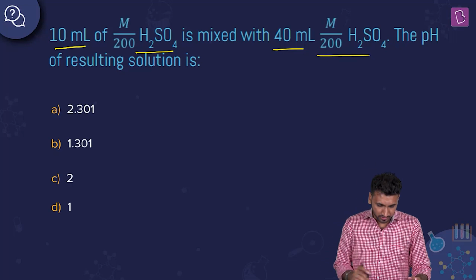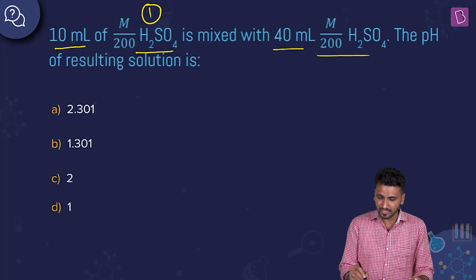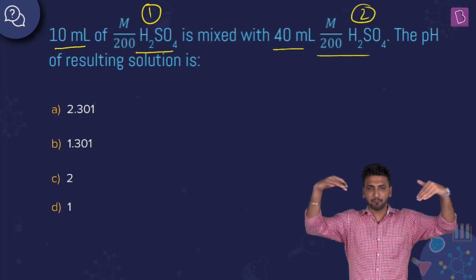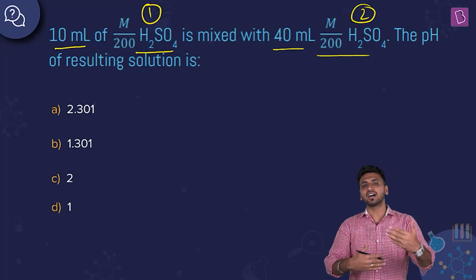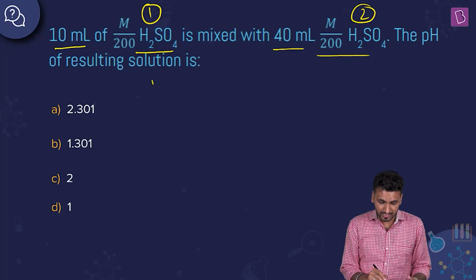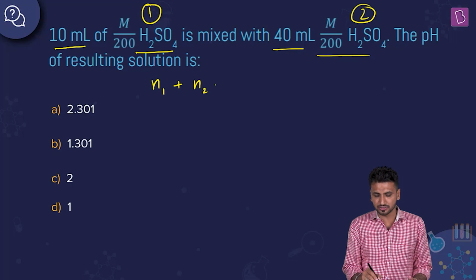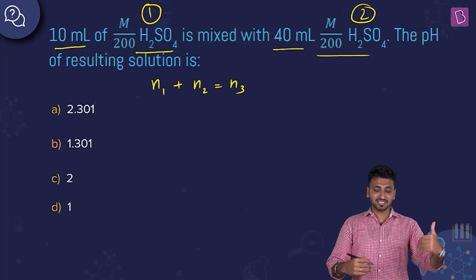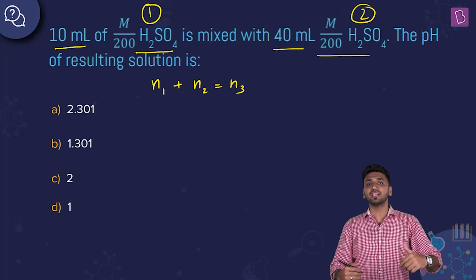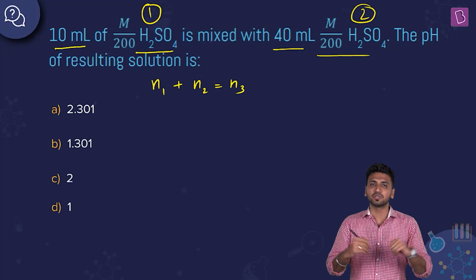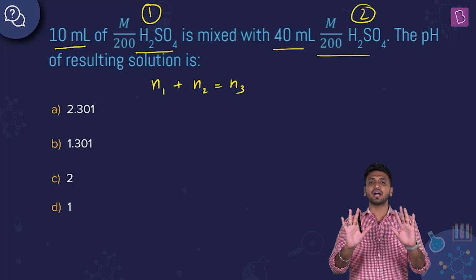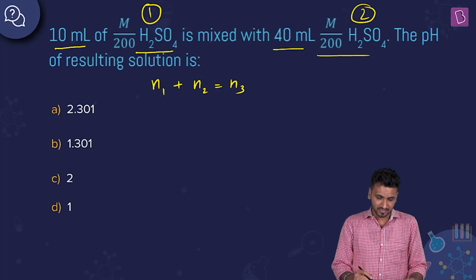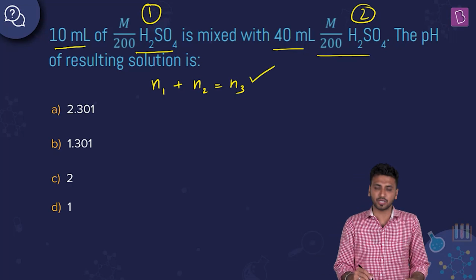Let's start doing it. Let's say this is solution 1 and this is your solution 2. Because both of them are acids, if you just mix them together, moles are going to get added, right? So can I say N1 plus N2 is equal to N3? If this would have been the case of an acid and a base, then it is going to be N1 minus N2 is equal to N3. That will be neutralization, but because both of them are acids, they are going to add up, and this is going to be the basic equation, right?